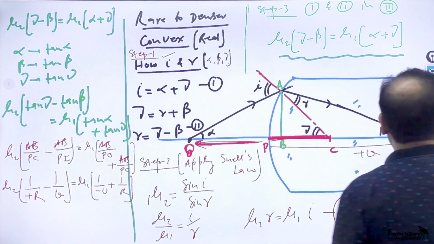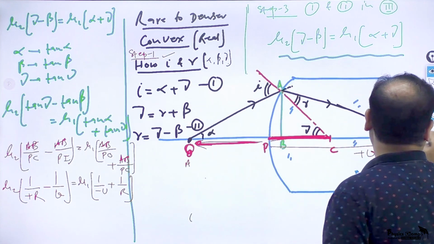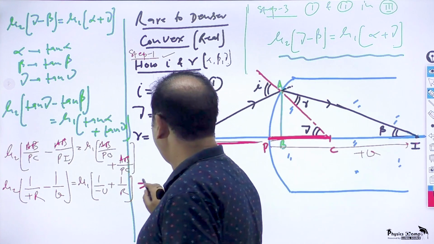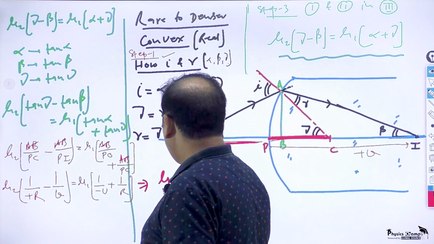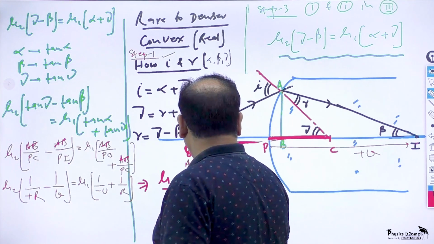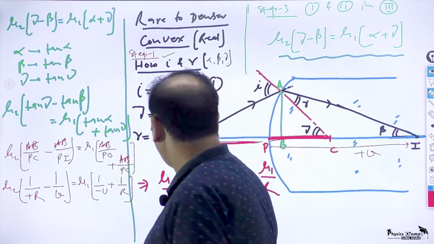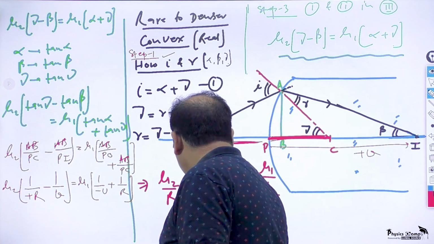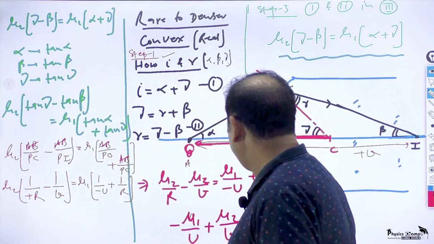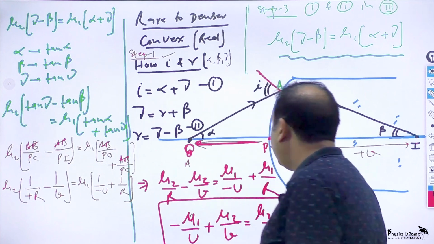So when you combine all this, you are finally at the conclusion from here: mu2 by R minus mu2 by V is equal to mu1 by minus U plus mu1 by R. So can we call it minus mu1 over U plus mu2 by V is equal to mu2 minus mu1 by R, and it is the case of rare to denser.